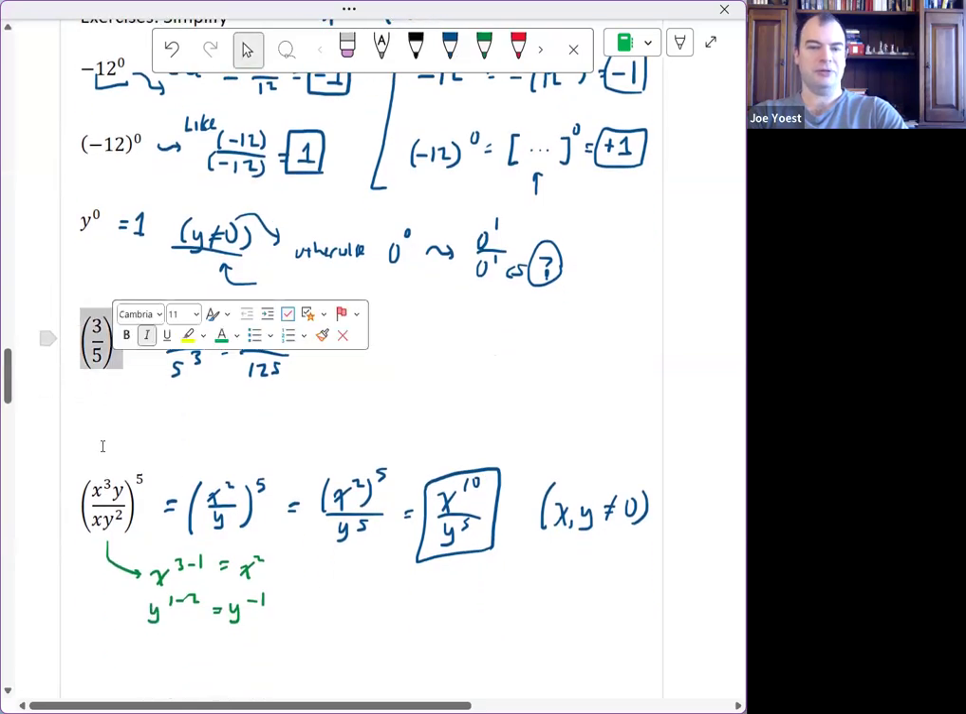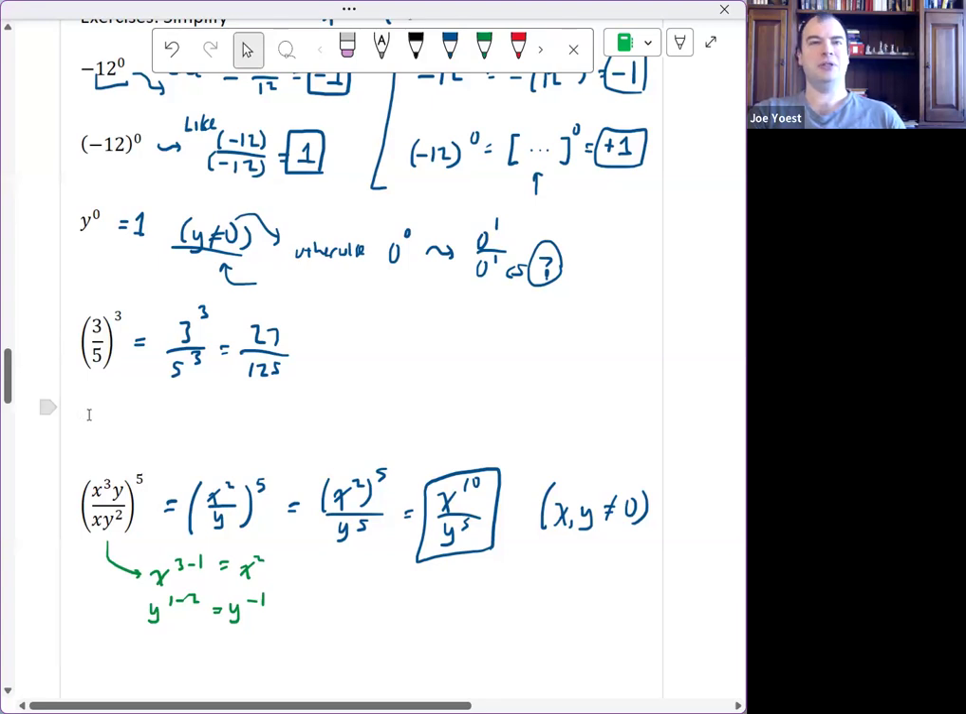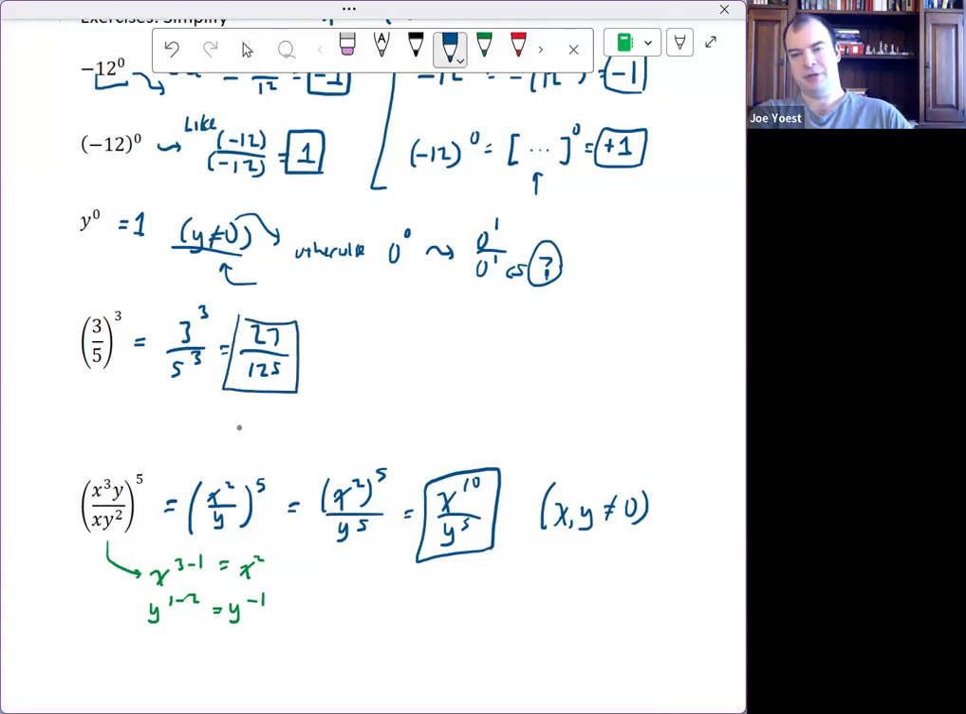Okay, then the next one, 3/5 to the third power. Nothing really tricky here. We just use our distributive property and make this 3 to the third power over 5 to the third power. 3 times 3 is 9, times 3 is 27, so that's the numerator. And 5 times 5 is 25. 25 times 5 is, well, that's like 25 times 4 plus 25, or that's 125. So we get 27 divided by 125 as the answer for this one.